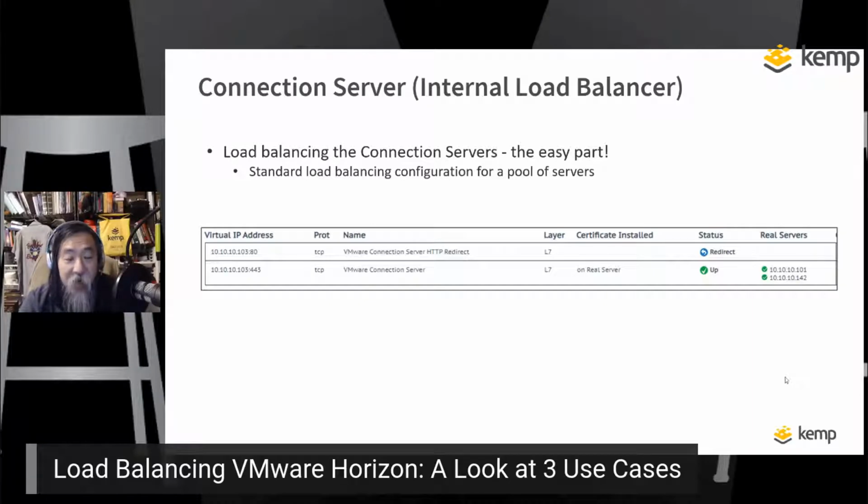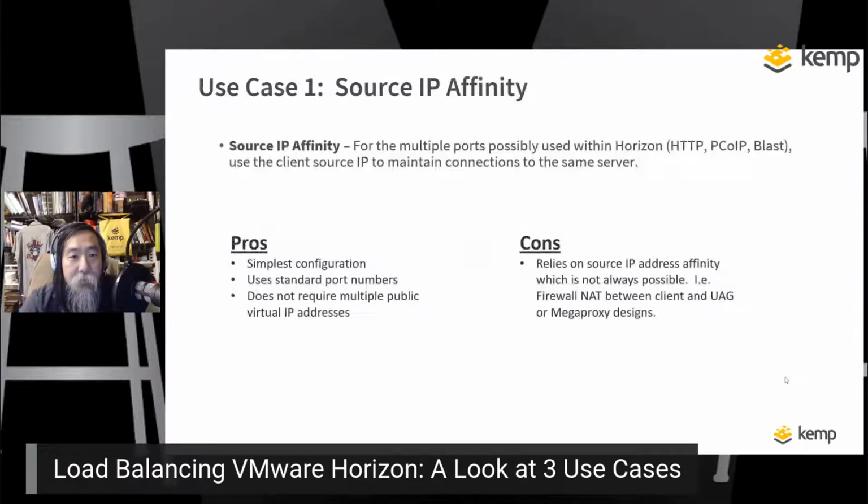So if I type in the domain name or whatever to connect to the server, and I did not put HTTPS in front of it, I'll get redirected to port 443, even though I originally went to port 80. So very standard load balancing, very straightforward, nothing fancy, just load balance a pool of HTTPS servers.